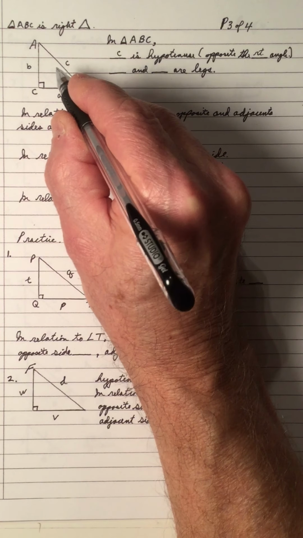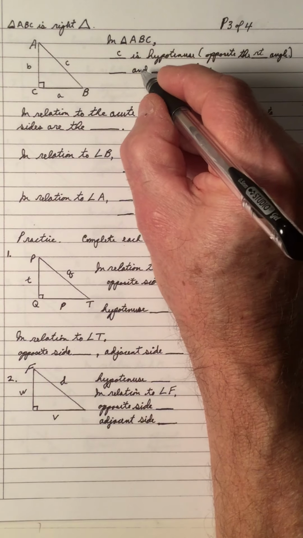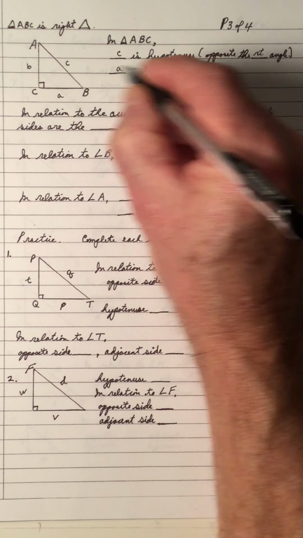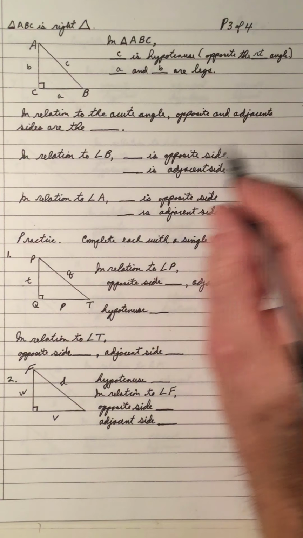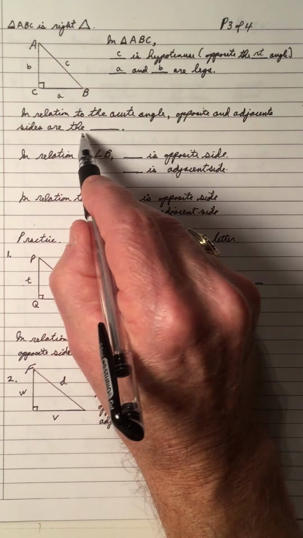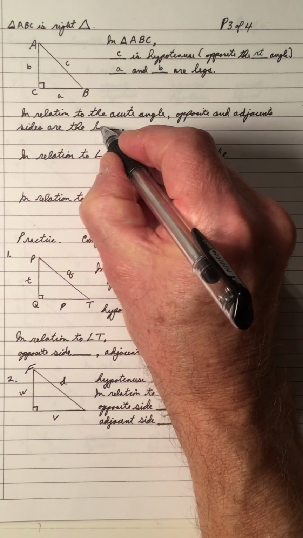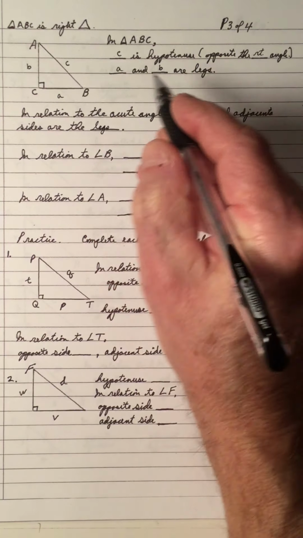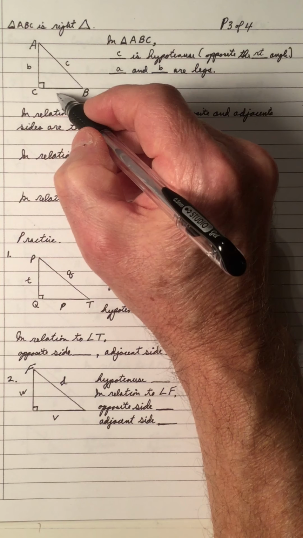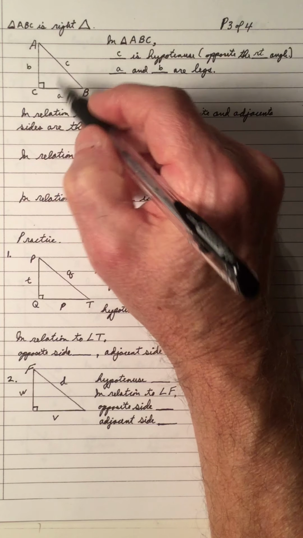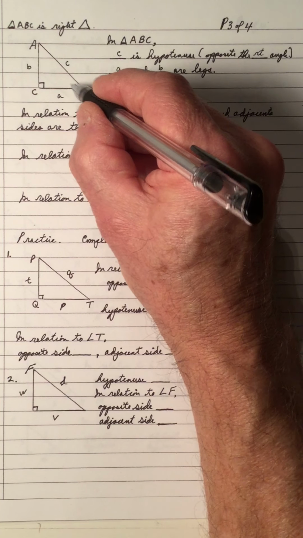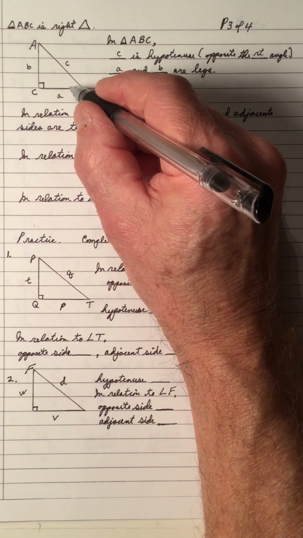So the hypotenuse in a right triangle is always opposite the right angle. I always look for my hypotenuse first. And the legs are the other two. a and b are the legs of the right triangle. In relation to an acute angle, opposite and adjacent sides are the legs. So the acute angle in this triangle is A. So these are the legs, a and b, opposite and adjacent. This is an acute angle at B. So the opposite and adjacent are b and a, etc.